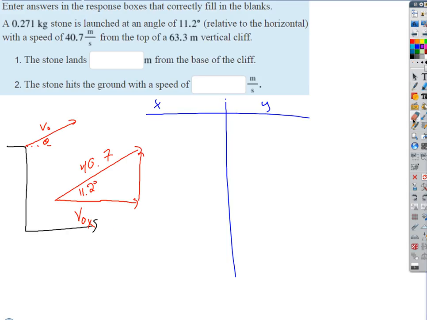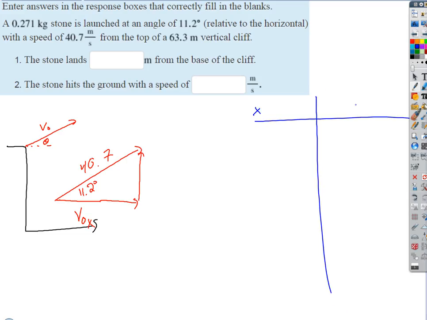So this is the 40.7, and this is the right angle. We're trying to find this side, the component. This could be a cosine issue, couldn't it? So we know we're going to multiply our vector.